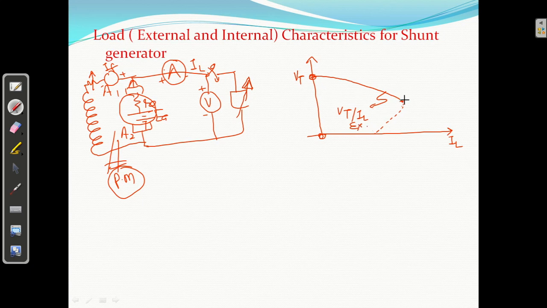Clear? Now in this external characteristic, if you add the IARA drop, this is the IARA drop. You know IA, you know RA. So if you add it, you will get this characteristic. Clear? So this characteristic is known as EA equal to VT plus IA RA. This is called EA versus IA characteristic, called the internal characteristic. So you will get external and internal characteristic.